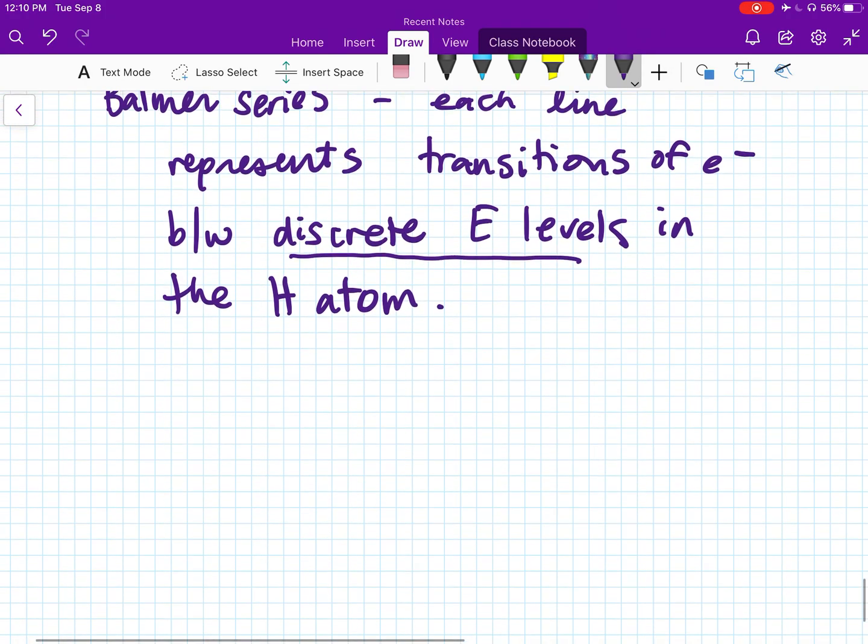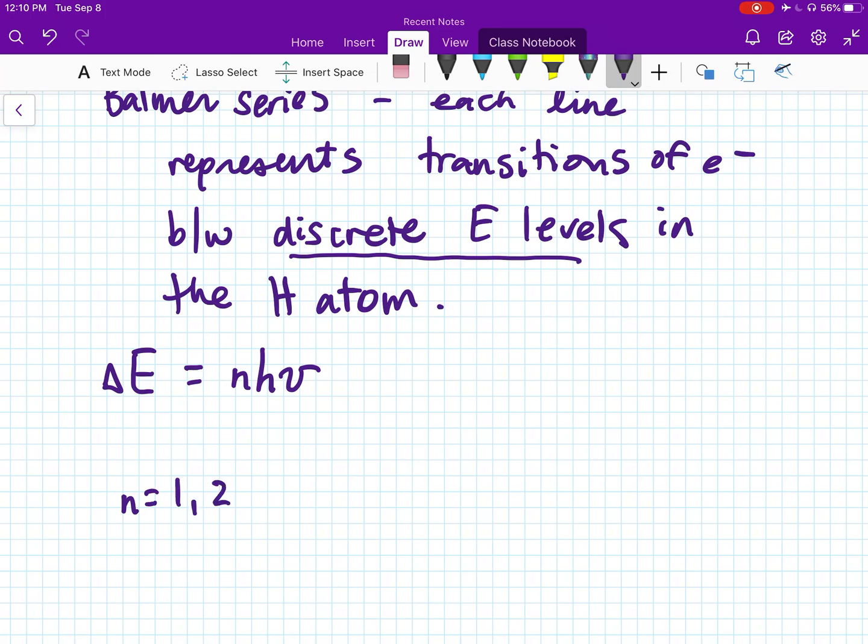So from Max Planck, the difference between the energy levels in the hydrogen atom is going to occur in multiples of h nu. So here I'm including this n as just a whole number to show that the Planck relationship can be in multiples of h nu. So we can just multiply by 1, 2, 3, etc.